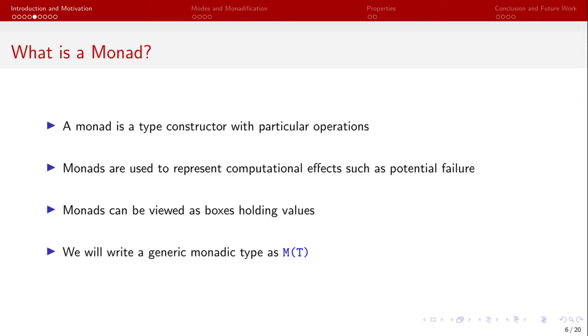Since we're going to use monads, we need to say a little bit about what they actually are. A monad is a type constructor with particular operations, which we'll discuss in a moment. They can be used to represent computational effects like potential failure, as we saw with maybe earlier. They can also be viewed as boxes holding values, a very useful way to look at them for our work here. We will write a generic monadic type as m of t, so the m here might stand for maybe or another monad.